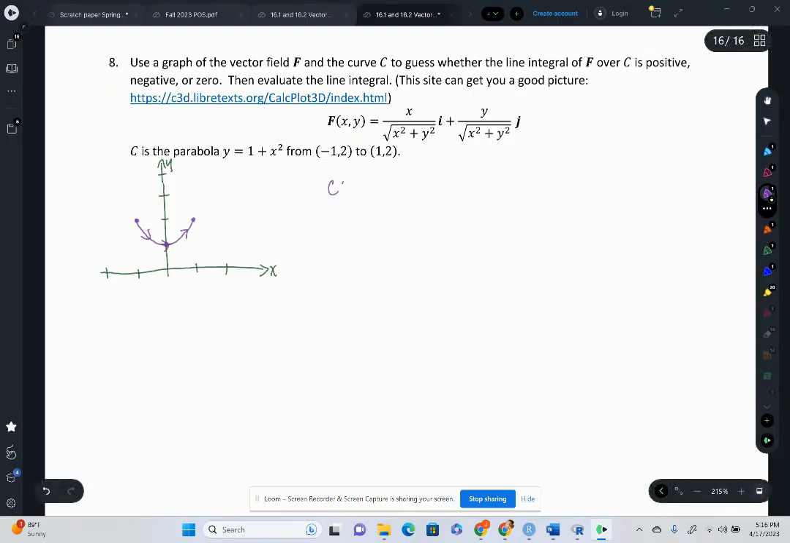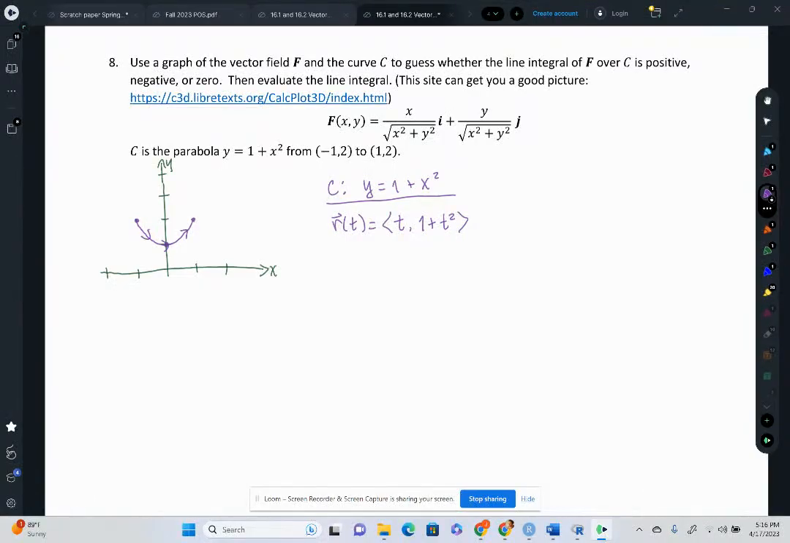Okay, so C is defined by this y equals 1 plus x squared, and we could get our parametrization of this. Now y is an explicit function of x, and so that means that we should go ahead and let x be t, and then y is the function of t. It's 1 plus t squared. Now, because t and x are equivalent, the bounds for t are the same as the bounds for x. x goes from -1 to 1, we can see from the graph, so t does the same thing, goes from -1 to 1.